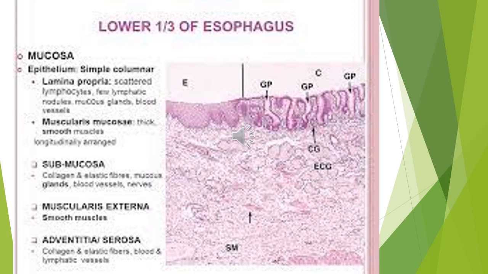The lamina propria will again have loose connective tissue with scattered lymphocytes, a few lymphatic nodules, mucous glands. What are those called? Esophageal cardiac glands. The purpose of repeating it is that you should label your diagrams properly.